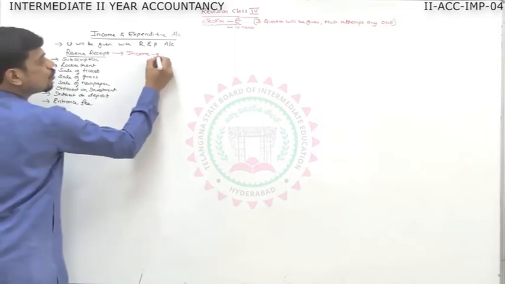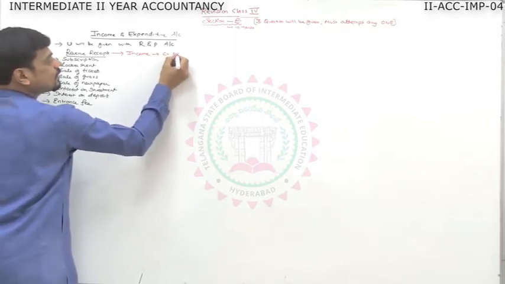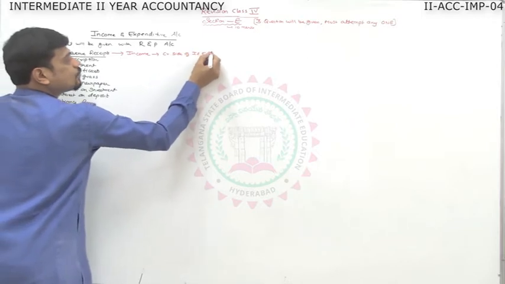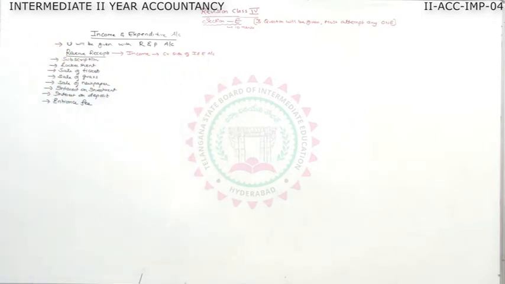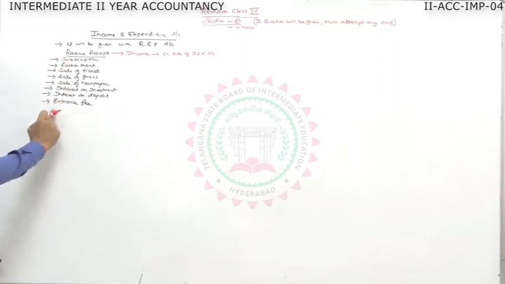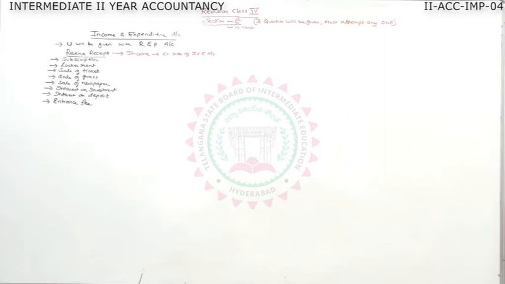This will show on the credit side of the income and expenditure account. These items, subscription, locker rent, sale of ticket, will all be posted on the credit side of your income and expenditure account. Revenue receipts.